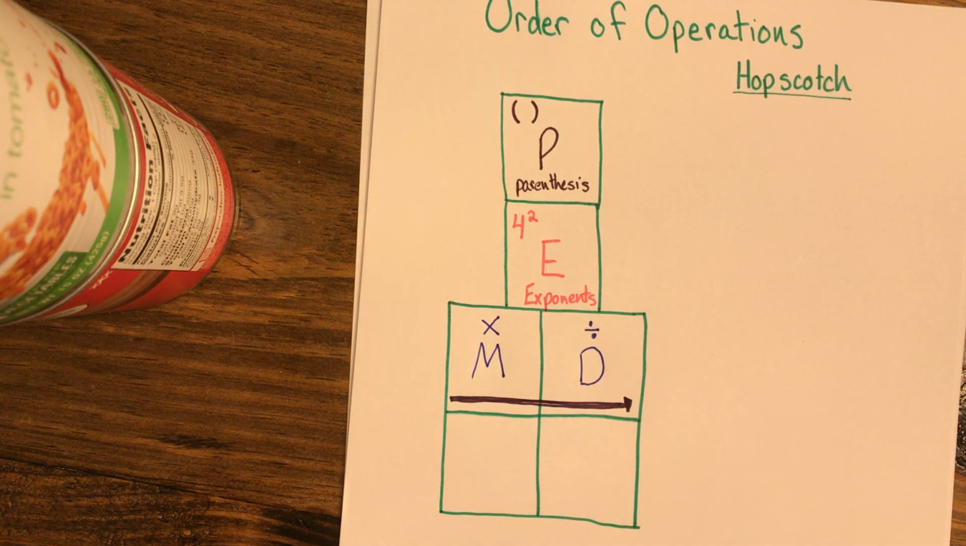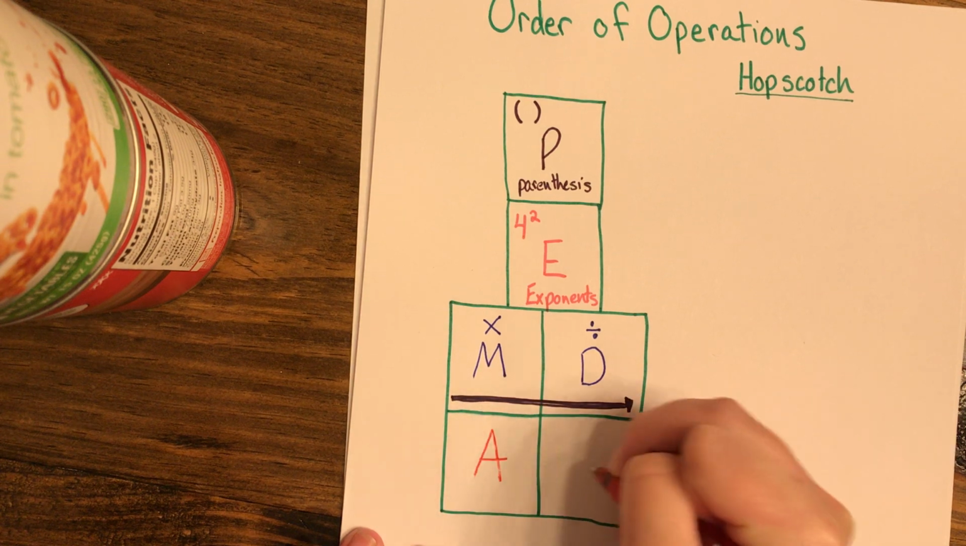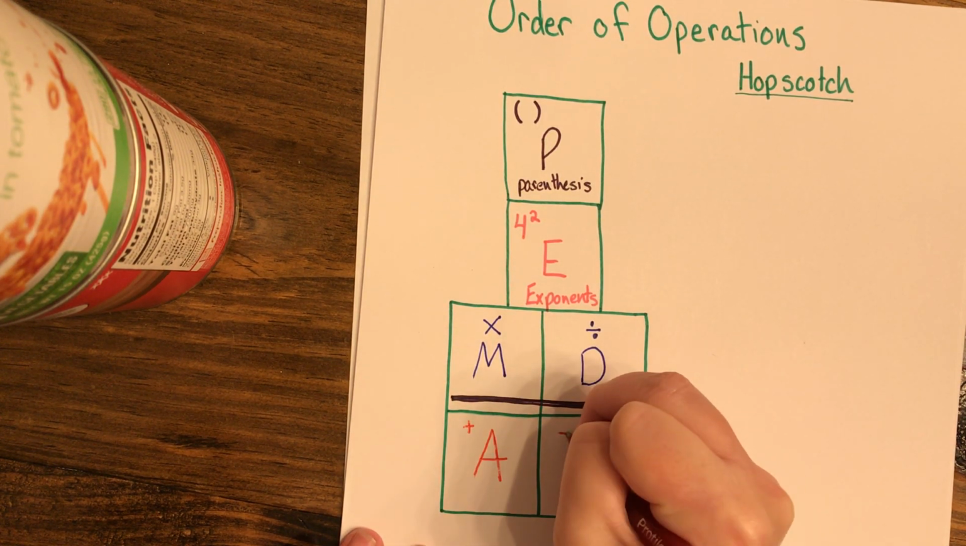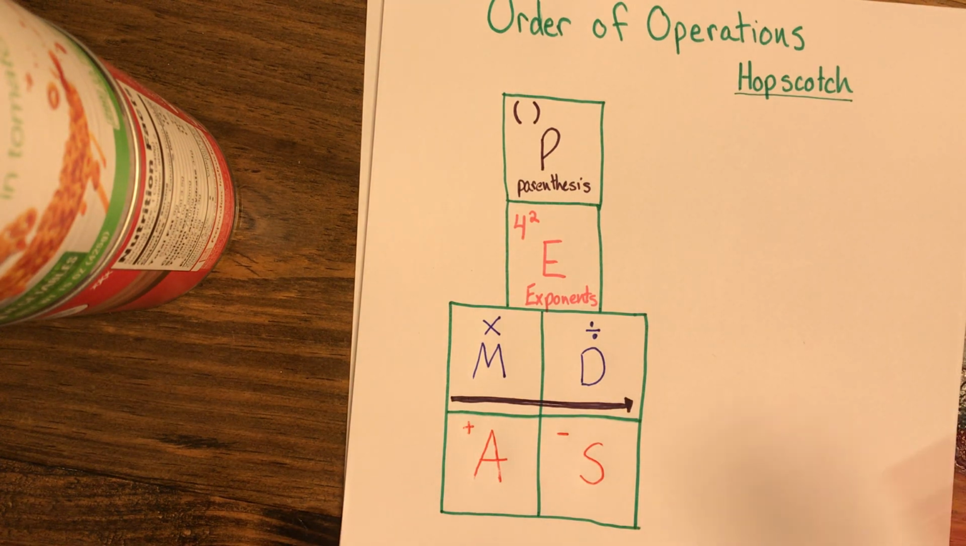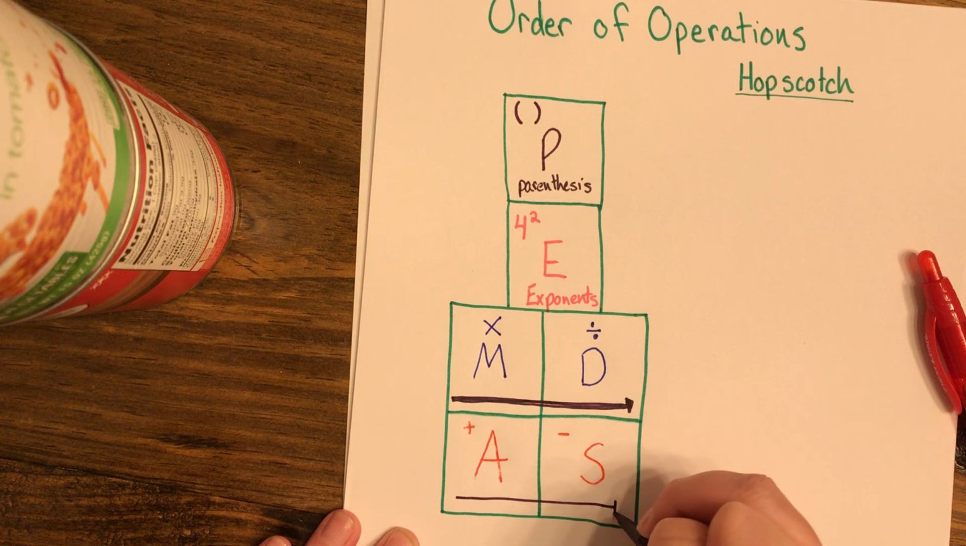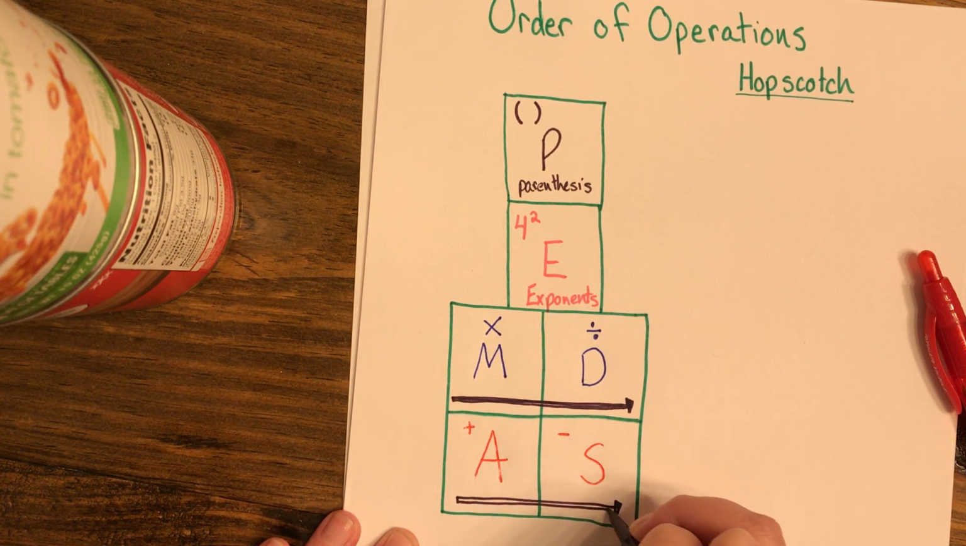All right, then the next line, you are going to do addition and subtraction. So put A and S. And this is addition and subtraction. Now these are also side by side because you're going to do whichever one comes first when you're going through the expression from the left to the right. Okay? Addition and subtraction.